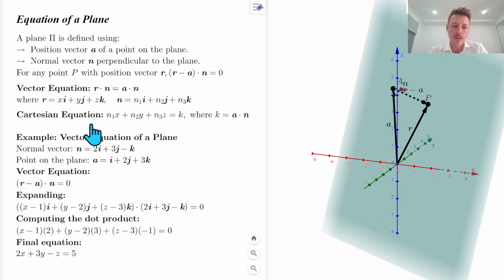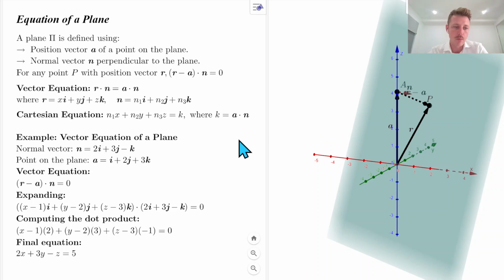If we then wanted the Cartesian equation, what we would do is take the dot product between these two things. So r dotted with n, so you take the dot product between this and this. That'd be n1x plus n2y plus n3z, and that equals some constant k, and k is equal to the constant a dotted with n. Remember, a and n are known. We know what vector a and vector n are, because it's the minimum information we need to define the plane in space, and so we call that some constant k.